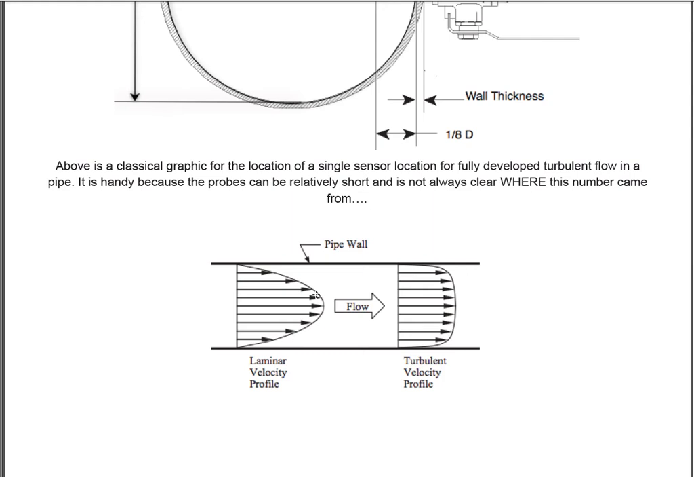Laminar looks more like a bullet than does turbulent. And the reason for the flow profile is because of viscosity. If there were no viscosity, there would be no flow profile. So you can imagine honey would look more like this and water would look more like that at the same velocity. But as the flow becomes turbulent and fully developed, it looks more like this.